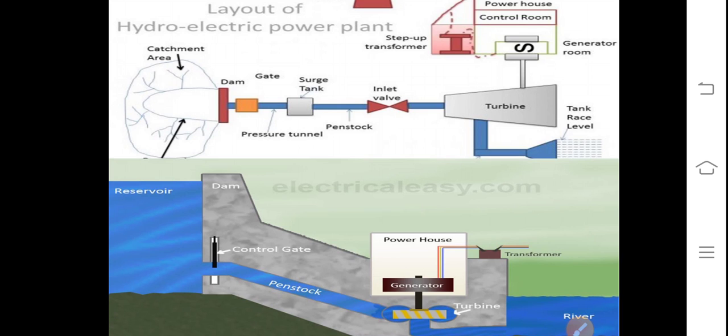A neat sketch. You will be asked in the exam, with the aid of a neat sketch of a hydropower plant, explain the various components and how electricity is generated, for 6 marks. So you have to start from the reservoir, then construct a dam across the river.